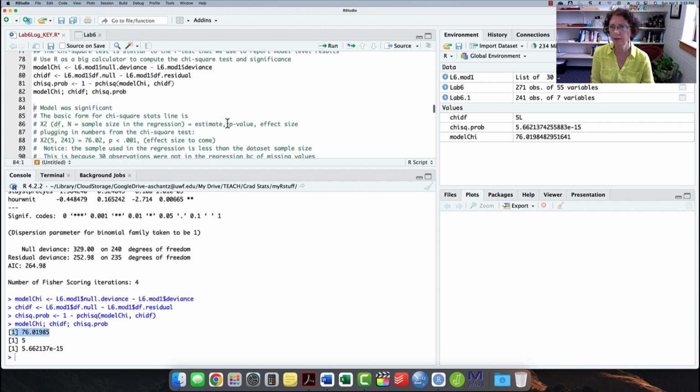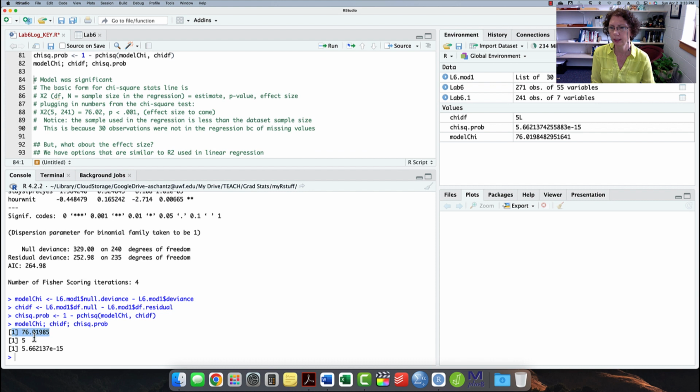So what do we have? We have a significant chi-square test, because 5.66 to the -15 is less than 0.001. It's less than 0.05, which is our cutoff. And a significant chi-square here is telling us something about those two deviances, right?